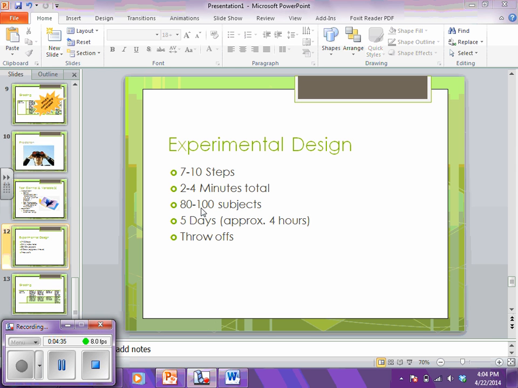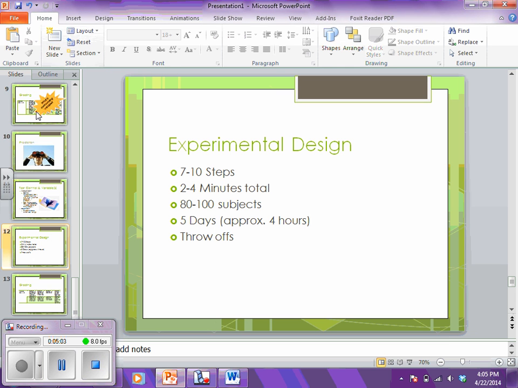So you all have been through experiments that are very long, probably, those of you that have done these, and they're much longer than 2 to 4 minutes. And I stress to try to keep it to that 2 to 4 minute minimum so that you can have as many test subjects as you need in order to really prove your hypothesis. And then also in our experimental design, we will include our throw-offs. And so I want to share with you what that looks like.